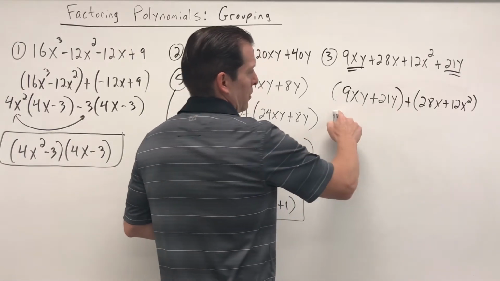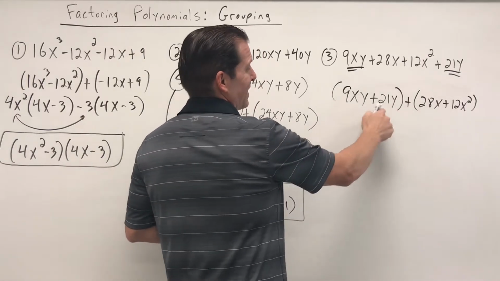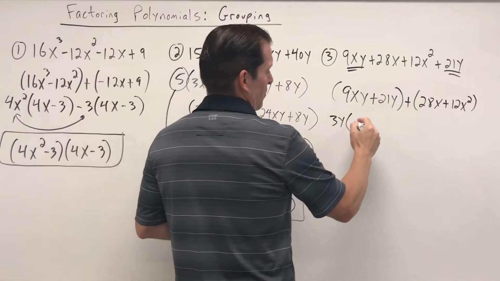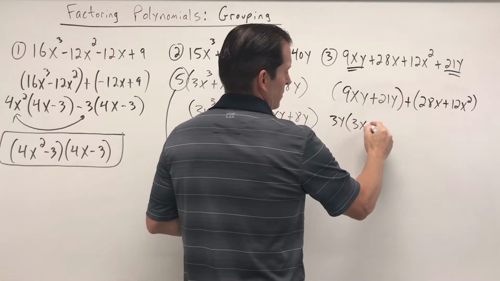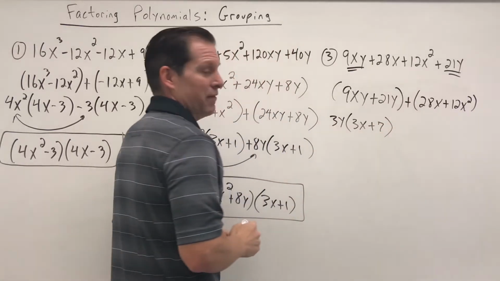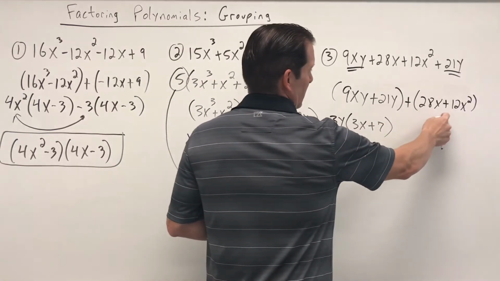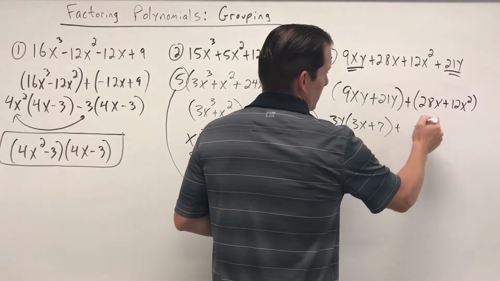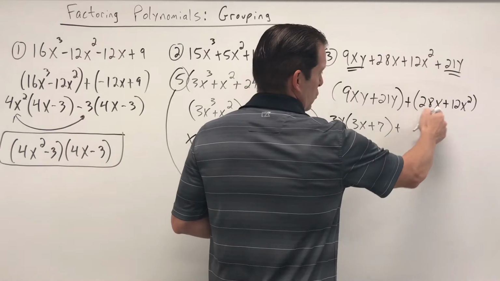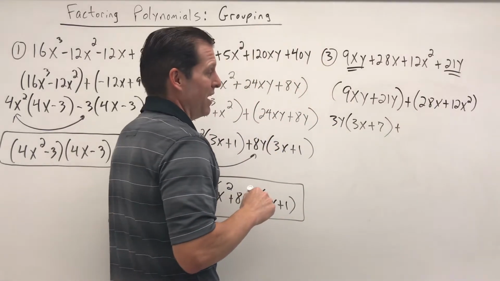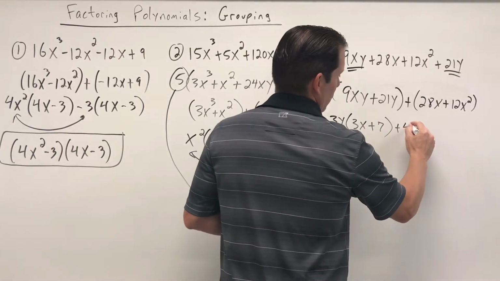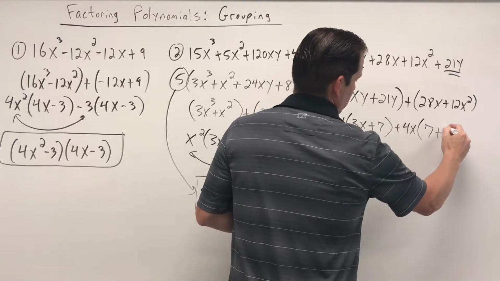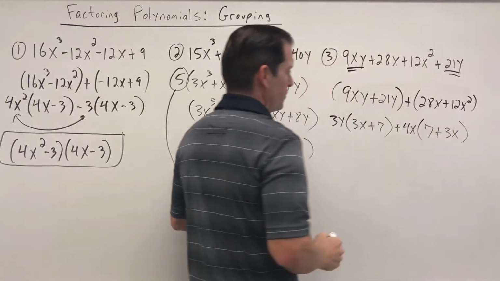So I'm going to look here, and like I said, I could take out a y, but also I could take out a 3. So take out a 3y, and that's going to leave me with 3x plus 7. Now hopefully I could take something out of here that'll leave me with a 3x plus 7. Well, we already said we could take out an x, and then with 28 and 12, I can also take out a 4. So if I take out a 4x, that'll leave me with 7 plus 3x.